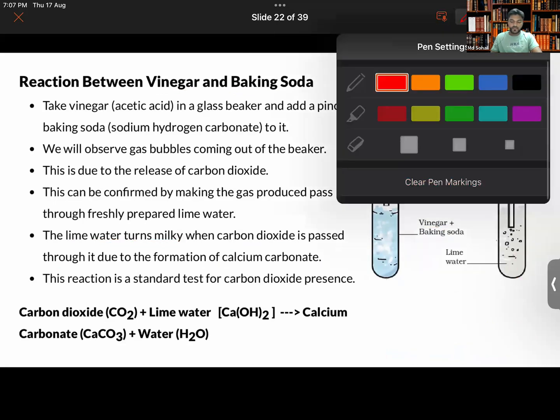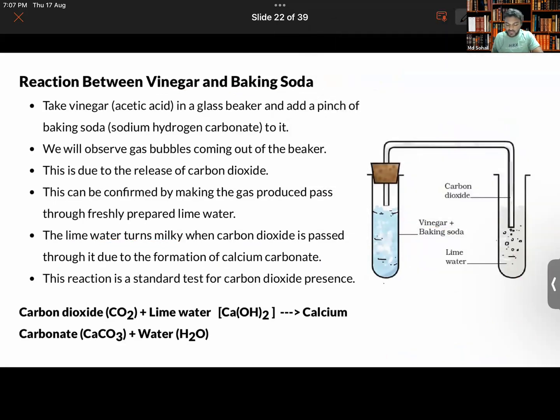Okay, look here. Let's revise it over here. In test tube number A, what happened? You have got vinegar and some pinch of baking soda as well. You added both of them, then there was evolution of carbon dioxide gas in the form of bubbles. So bubbles of carbon dioxide gas were coming.